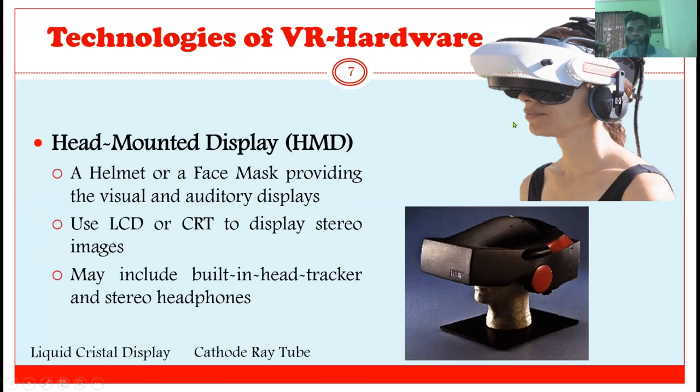So we can tell, see from the picture, it is very clear, it's a helmet or face mask providing the visual and audio displays. It either uses liquid crystal display or cathode ray tube to display the stereo images. It may include a built-in head tracker and stereo headphones.